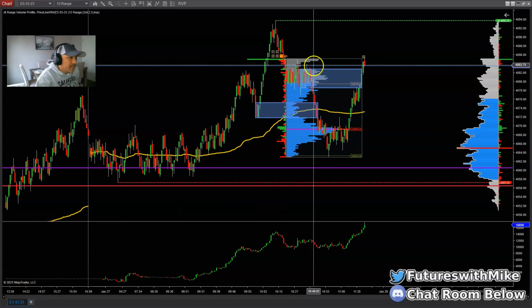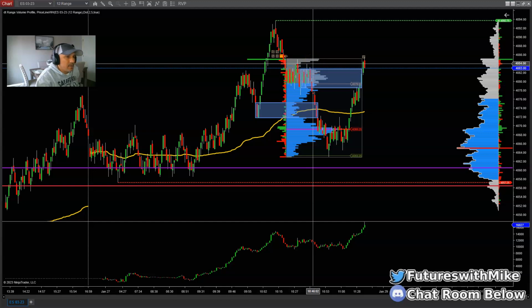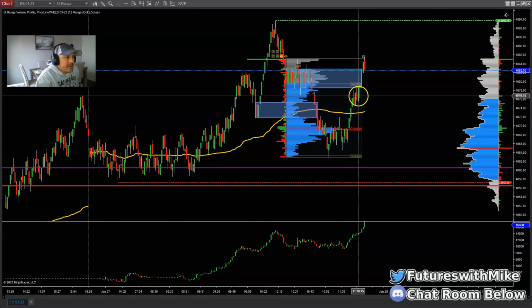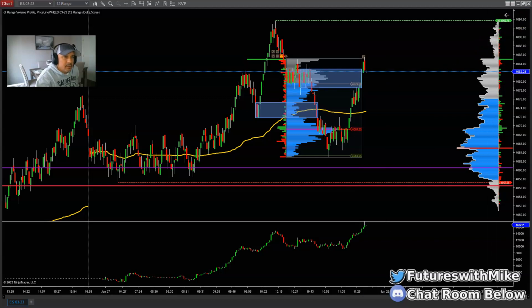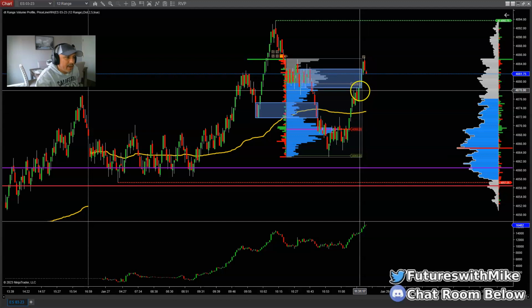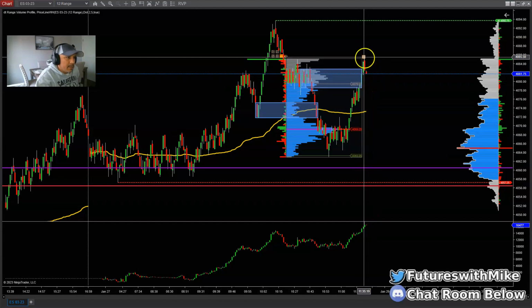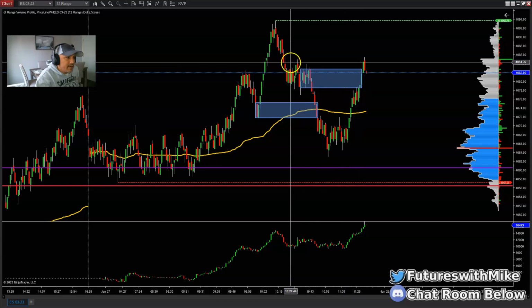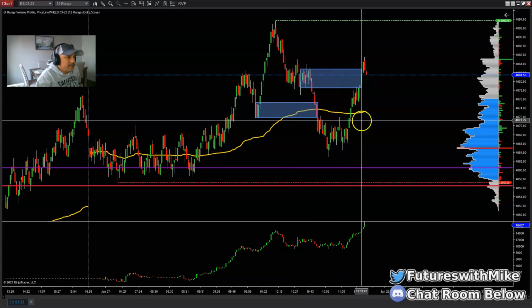All right, so we just broke this area of structure right here around 83. I want to look for price maybe to come back down to this area, in this zone right here, and maybe take a long entry. We'll wait and see. There's a small little gap right here. I'm gonna take this off now. Price is rejecting this area here, it looks like. So I'm gonna wait and see what happens here.